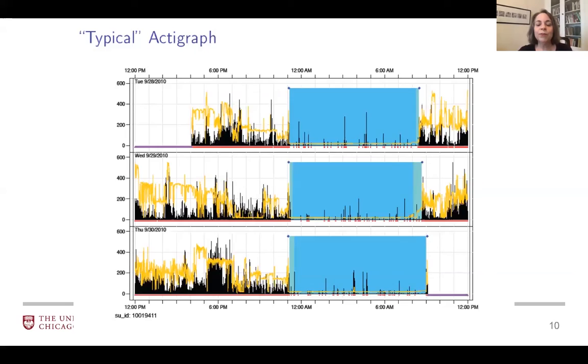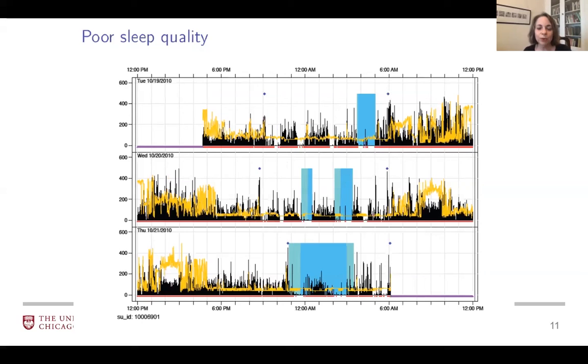For contrast, this is like the worst sleeper we've ever collected. They were good at pressing the button. They were consistent the first two nights. The third night they went to bed later. That's fine. People do that. But you can see it's really hard to figure out when this person was actually sleeping and when they were not, and their sleep was short and highly interrupted.